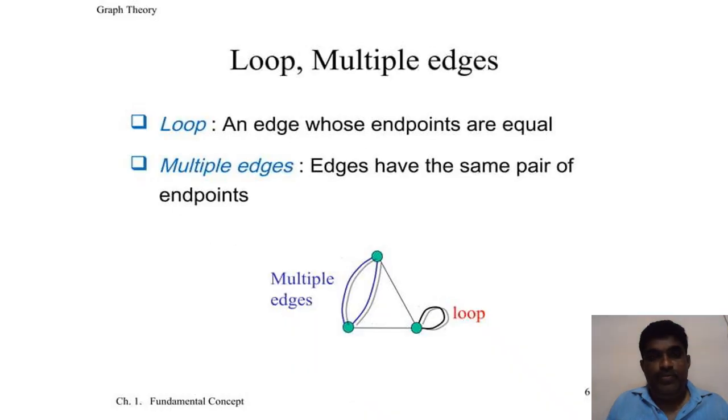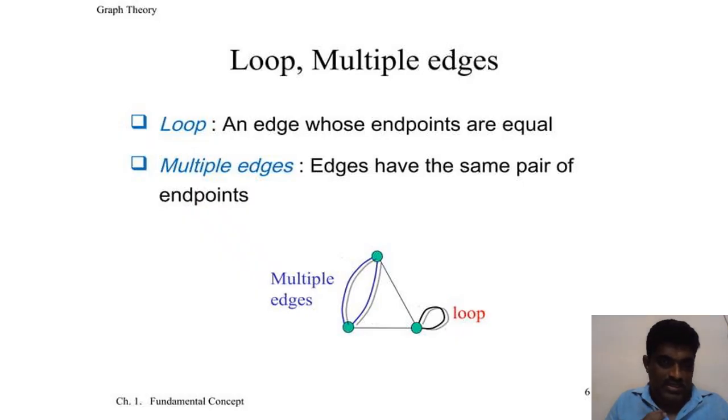Next, we move to loops and multiple edges. So what is a loop? A loop is an edge where both ends connect to the exact same vertex. Look at the right side of the diagram labeled loop. In this graph, you can see the edge starting and ending at the same vertex. A real-life example is a flight that starts and ends at the same airport.